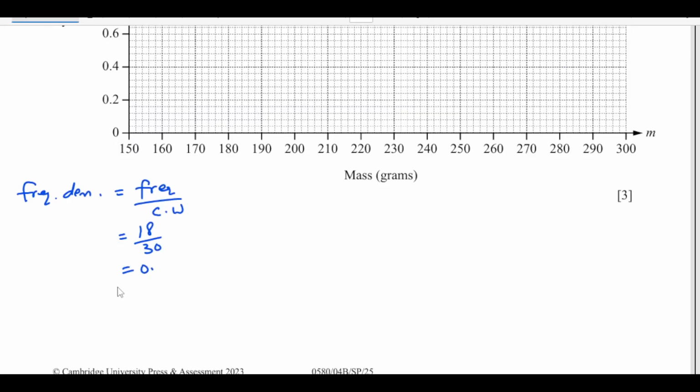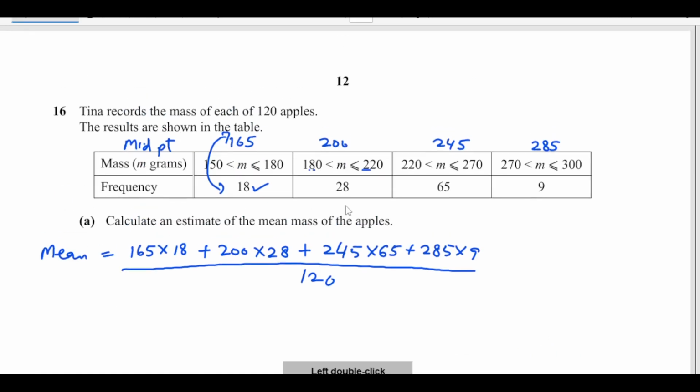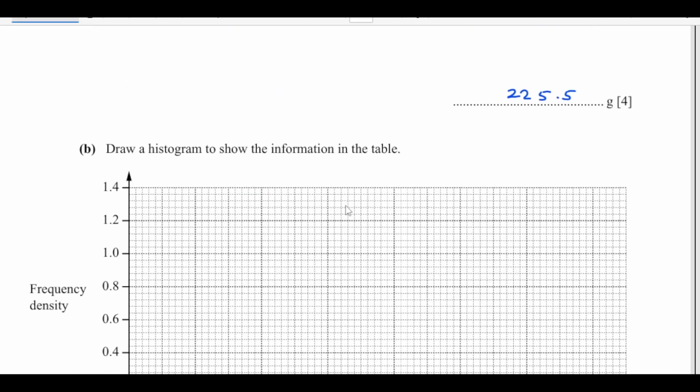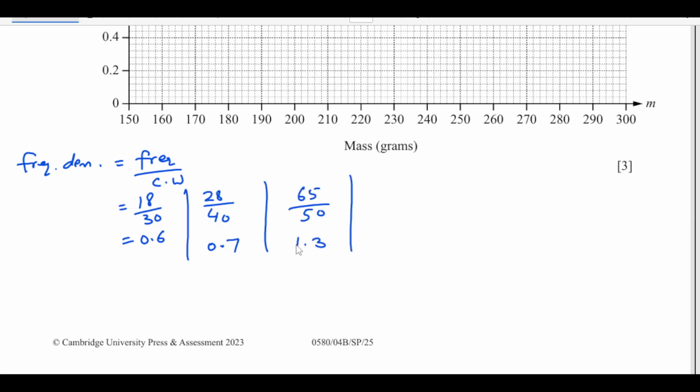When you calculate, this comes out to be 0.6. And the second one here, we have 28 divided by 180 to 220, it is 40, 28 over 40. So going the same way, 28 over 40, this comes out to be 0.7. Then the other one is 65 over 50, I have already calculated, 1.3. Then we have 9 over 30, which is 0.3.